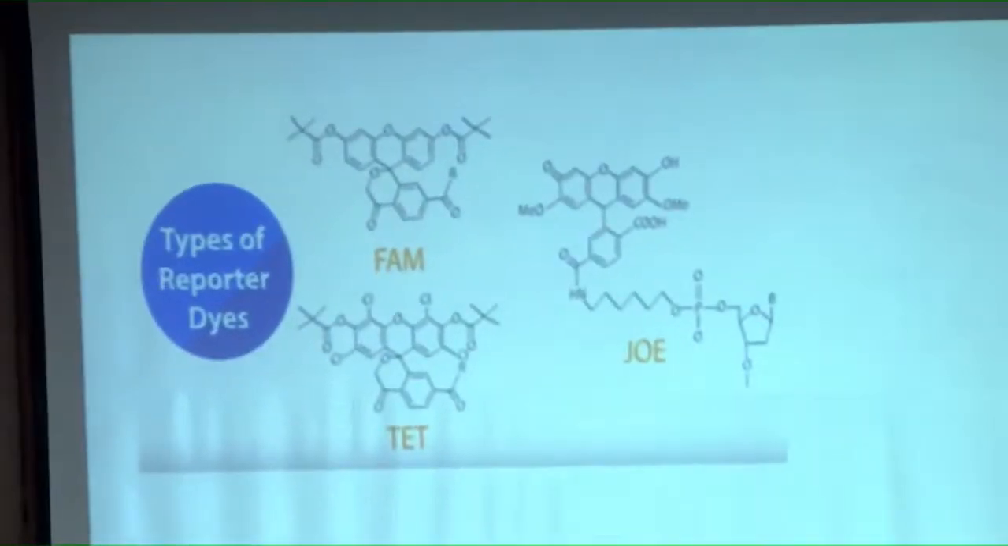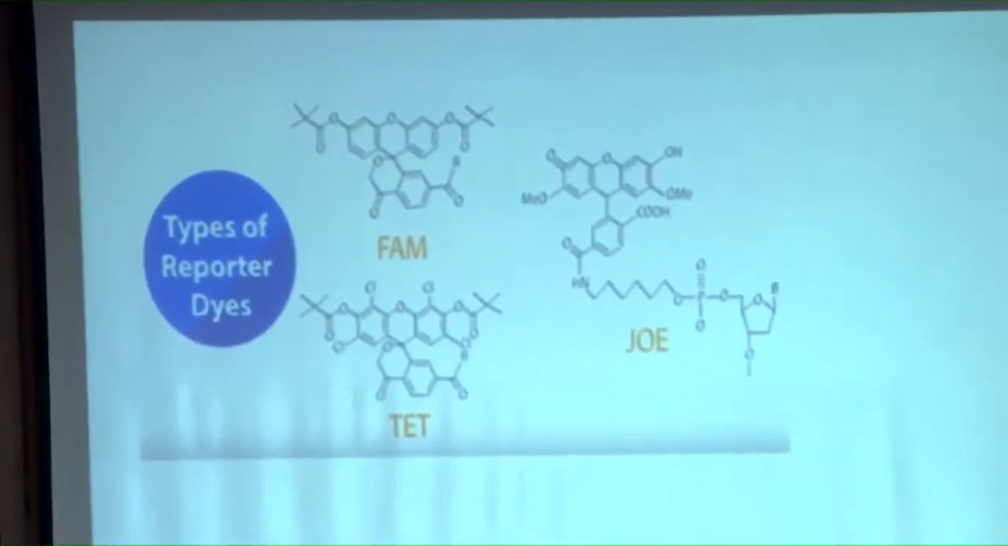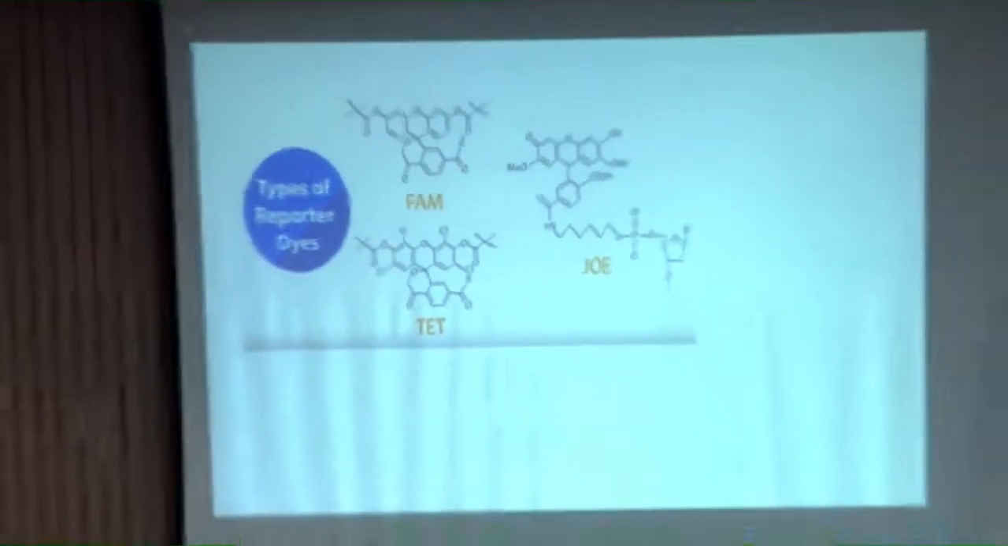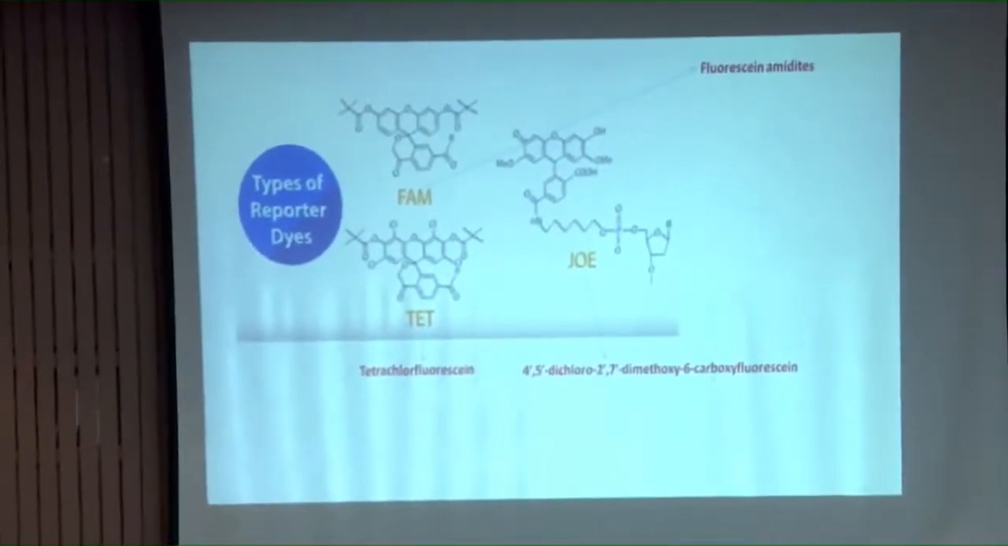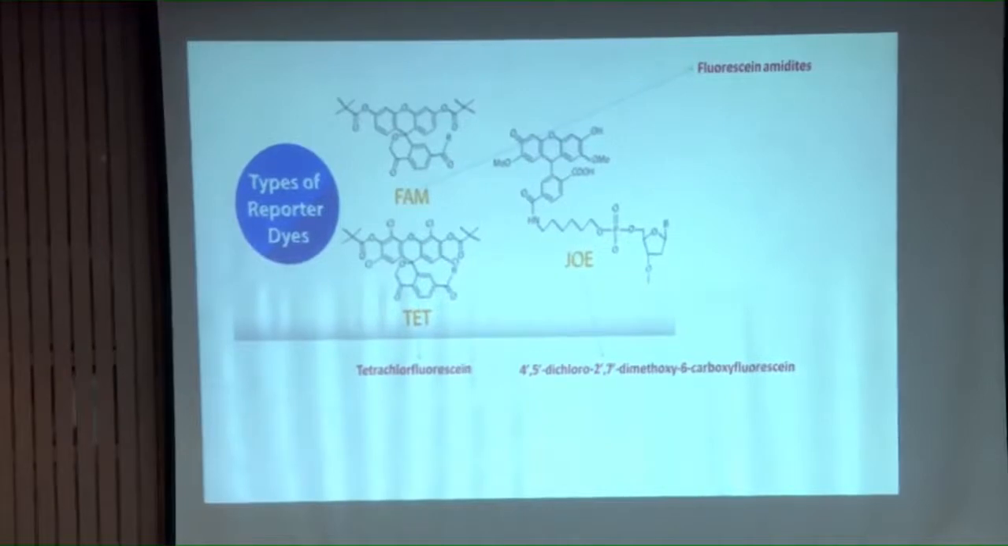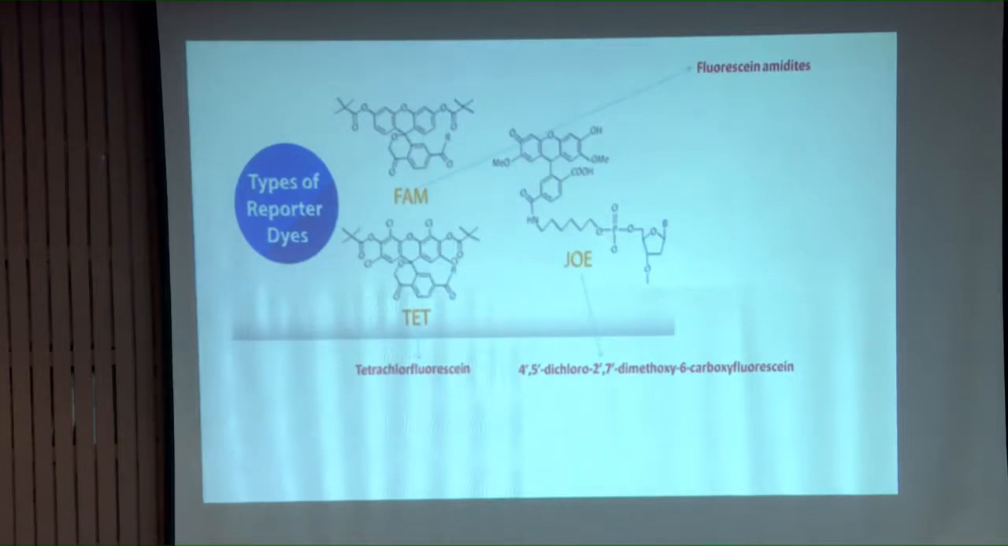Let's take some examples of well-known fluorescent chemicals which are reported and very popular in qPCR. FAM, JOE, TET. Try to remember this. FAM stands for fluorescein amidites. TET stands for tetrachlorofluorescein, and JOE is 4,5-dichloro-2,7-dimethoxy carboxyfluorescein. This is not the end of it. You have quite a lot of fluorescent molecules in the literature. I just brought the most popular ones, right?